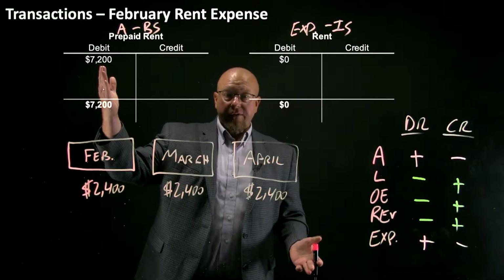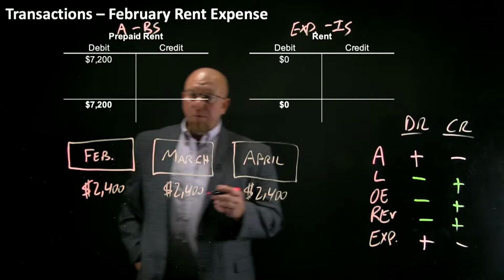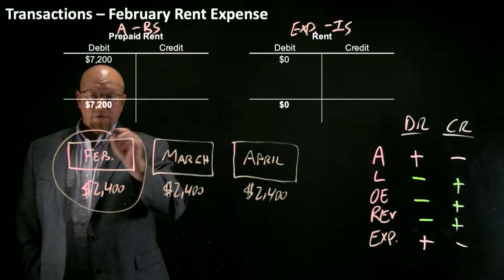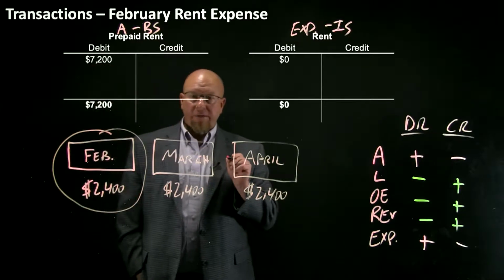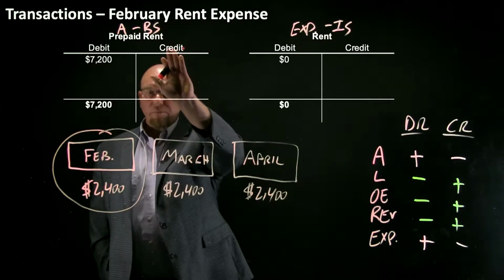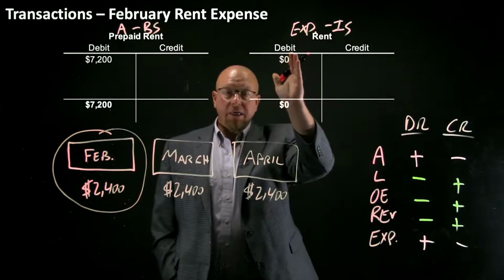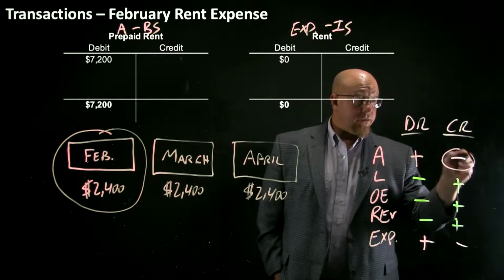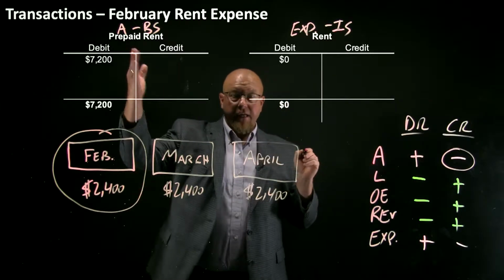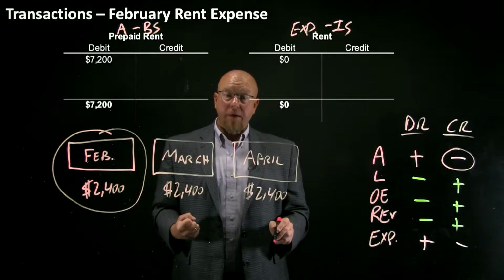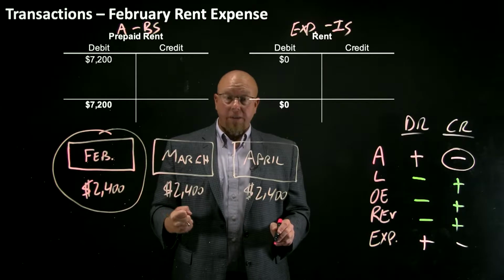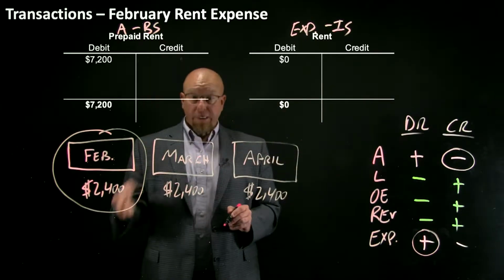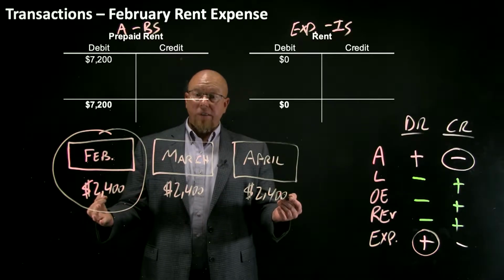Prepaid rent has $7,200 in it. So what we really need to do is take the portion of this rent that relates to February, and take it out of prepaid rent and move it into rent expense. So as you can see, prepaid rent is an asset on the balance sheet. We need to reduce the prepaid rent by $2,400. And rent expense is an expense on the income statement. We need to increase that.